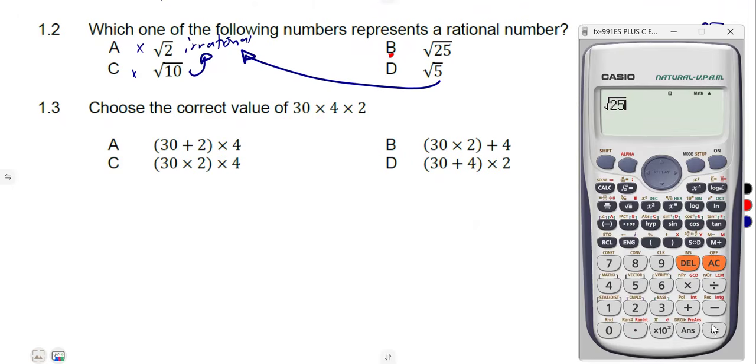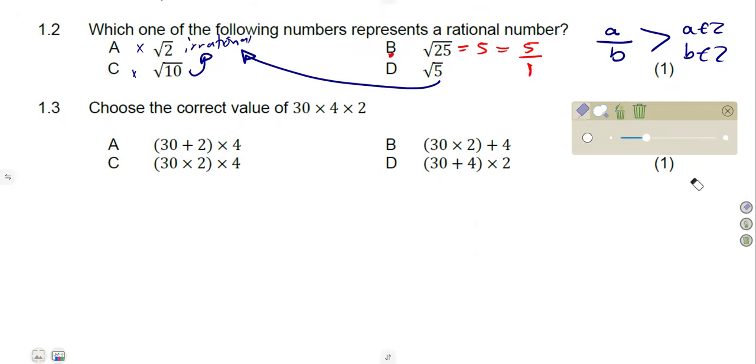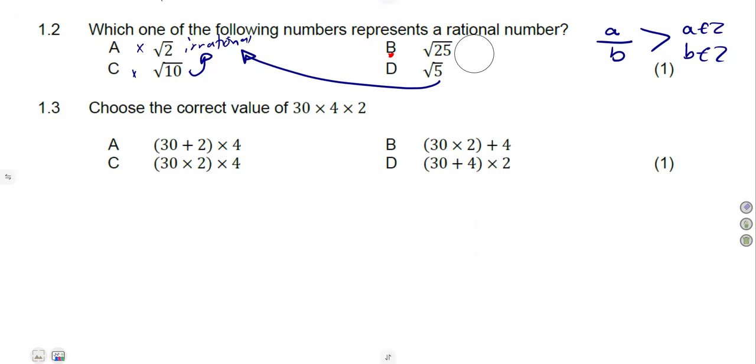The square root of 25 is what? Is 5. So if this is equal to 5, it is the same as 5 over 1, written in the form of A over B. So that's a rational number that we have got there. All right, so the best answer was going to be on what? On B. Take note. Understand the question, guys.